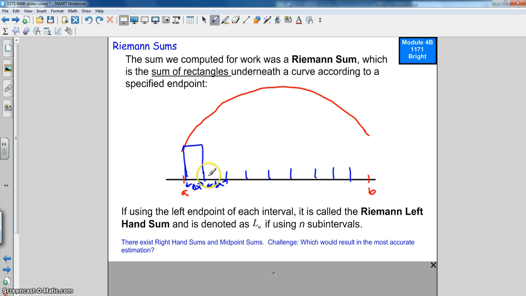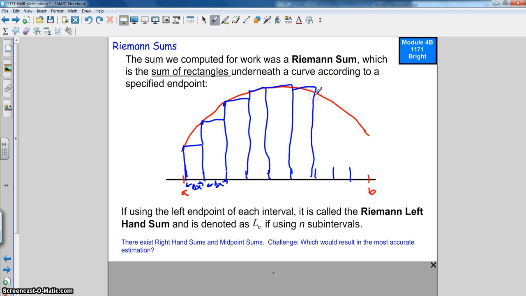For my second interval, again, I go to the left endpoint, go up to where it hits the function, and then it's going to be constant over there. So that's going to be the height of my rectangle. Third interval, again, the height of my rectangle is up here, and it's constant over here and down. And just kind of filling these in quickly, I get something that looks like this. And my last one's going to be like that. Okay, so then I add up the area of the rectangles and I'm done.